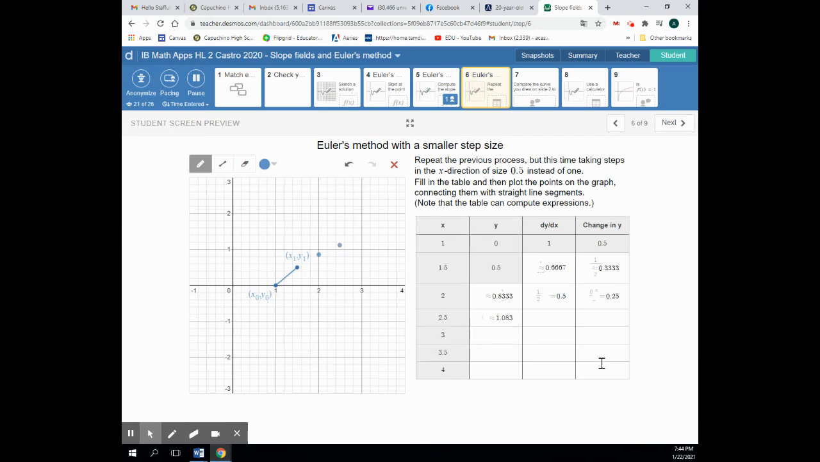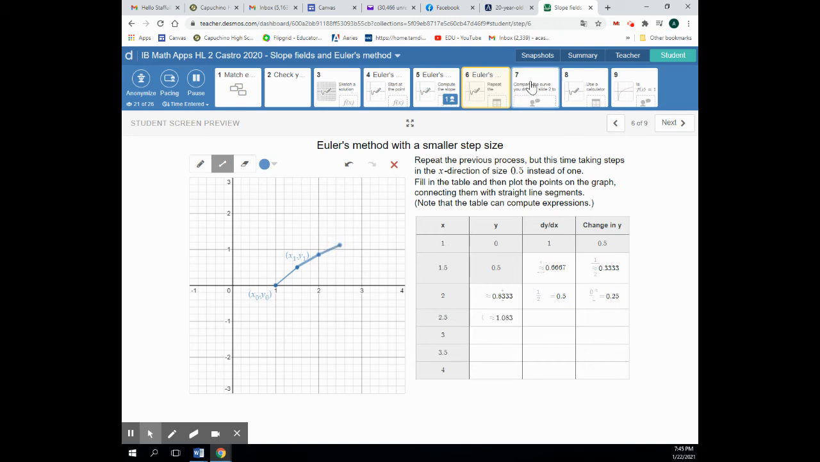All right, I'm going to let you take it from there. You can do the rest on slide 6. Okay, then they do ask you, after you have all the points on here, you're going to connect your points with straight line segments. So I'm going to use the straight line segment tool to connect my points. And you're going to keep going.